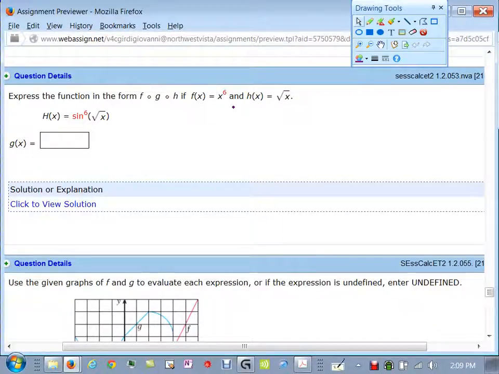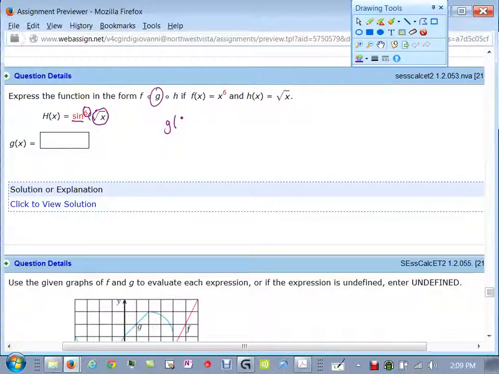Okay, same thing here. Express the function in the form f of g of h. This time there's 3 functions. F is x to the 6th. H is square root of x. So we're trying to find the function in the middle. You can see that we've got the x to the 6th here. You can see that we've got the h here. The function that's missing is the sine. So let's just try that.